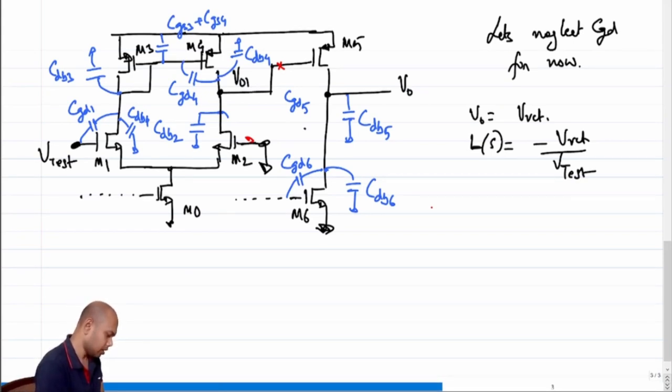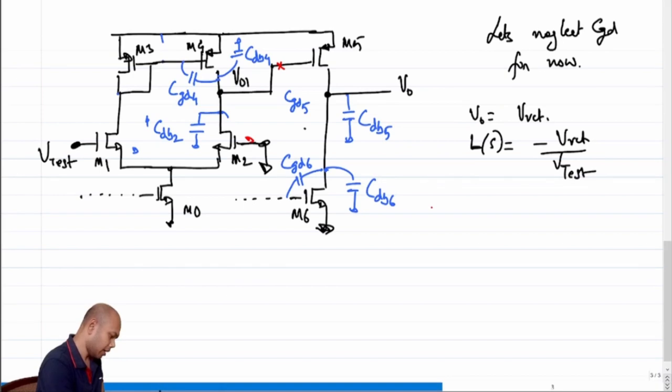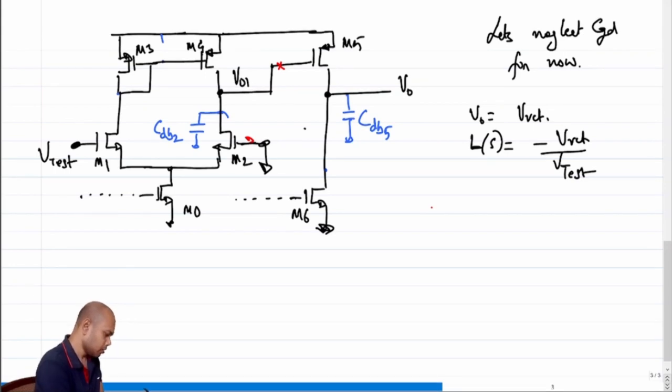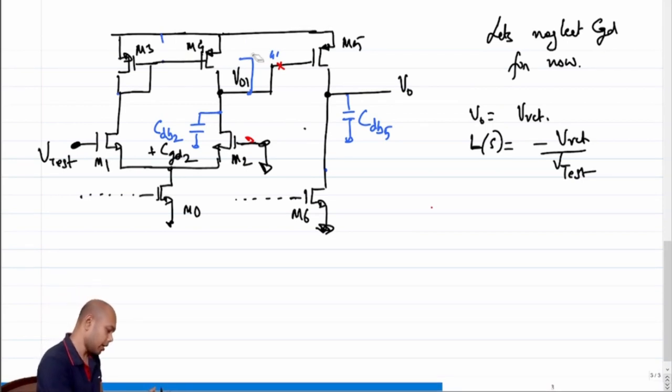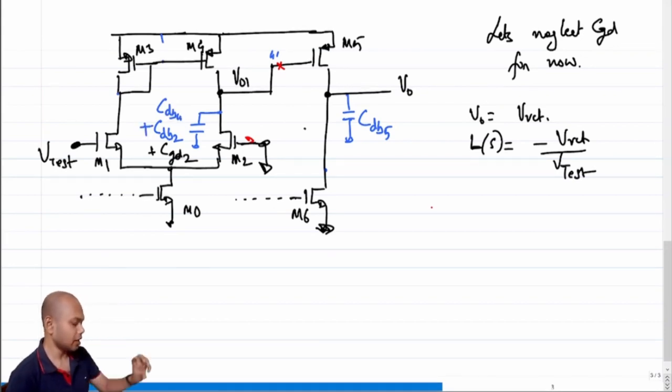So let's take one at a time, so that things become slightly more palatable. This capacitance is now grounded, so I can add it here, CGD2, and remove this capacitance here. The CDB of M4, which was here, right? That capacitance is also to incremental ground, so I can club it with our existing capacitance, CDB4. Right, it gets clubbed into that existing capacitance.